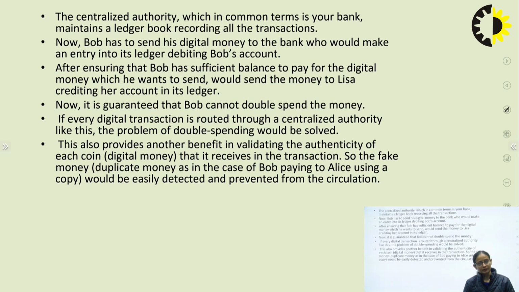Now it is guaranteed that Bob cannot double spend that money. If every transaction is routed through a centralized authority, then the problem of double spending would be solved. But this also provides another benefit, that is validating the authenticity of each coin as well as authenticating the users who have used it in a transaction. So fake money or duplicate money would be easily detected and prevented from circulation.